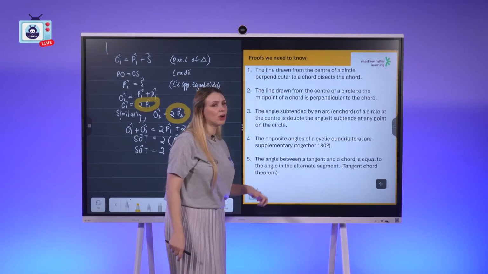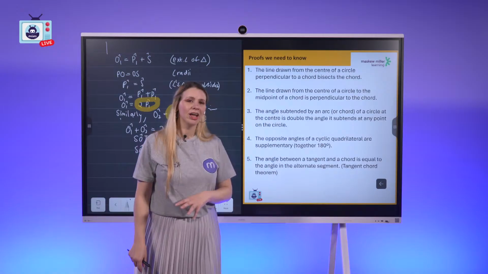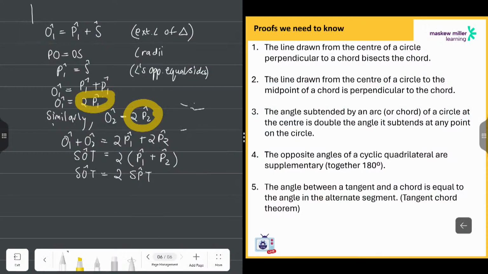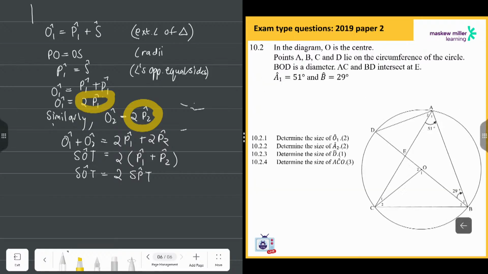So just so we are aware, I've put on screen the other theorems that you need to know. All 5, in fact, are on the screen. You can pause if you want to read through them all. There are 5 proofs that you can be examined on. The one that we did was the angle at the center, which is equal to 2 times the angle at the circumference. All right, let us move on.